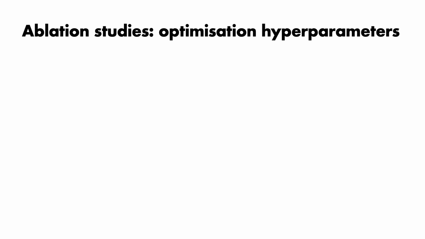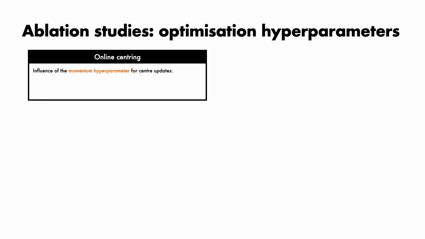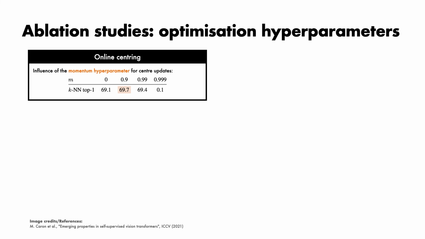The next ablations look at various optimization hyperparameters and model properties, starting with the influence of the momentum hyperparameter in the updates to the center term for DINO. Several choices of momentum are considered, where it is found that 0.9 works best. Interestingly, we observe a collapse when the centering update is too slow.